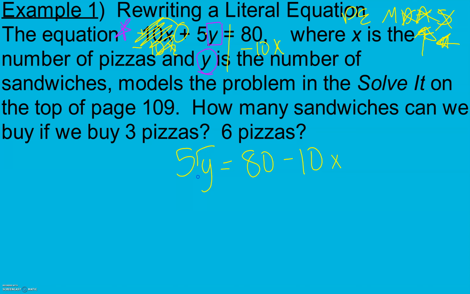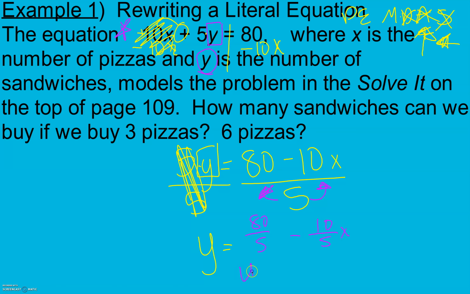There's no division, but I do have multiplication. So now I get rid of my multiplication. To get rid of multiplying by 5, I divide by 5, and I do that on both sides completely. Here, I'm going to distribute that division to both pieces. So I'm going to take 80 divided by 5 and 10x divided by 5. So I'm really going to get y equals 16 minus 2x. And now we know our equation in terms of sandwiches.